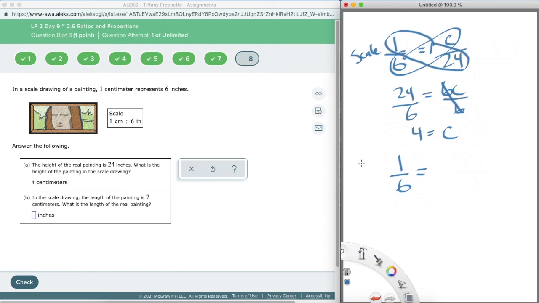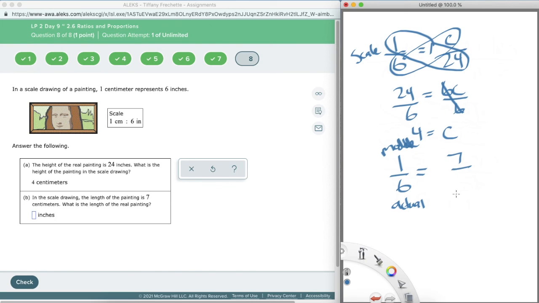So now, remember, this is model on top. Model, and this is actual. Or you could say the drawing. So it needs to be the same on this side. So now they're telling me the scale drawing is 7 centimeters. So now I know it's 7 on the top. But what I don't know is how many inches it's going to be.